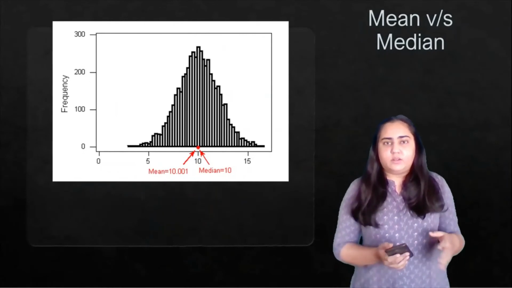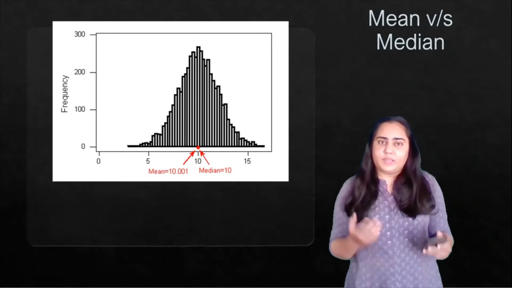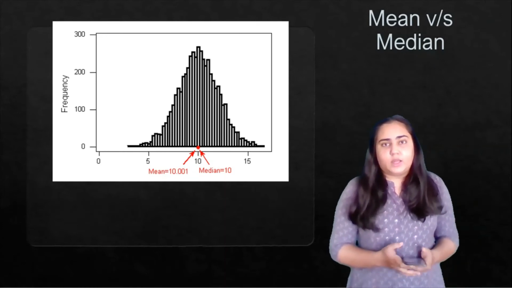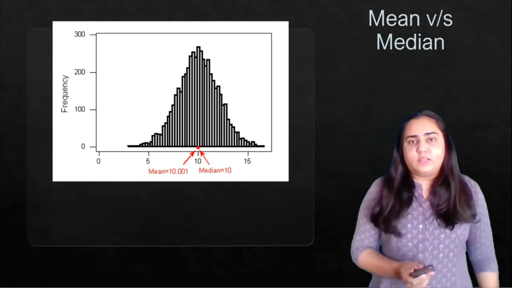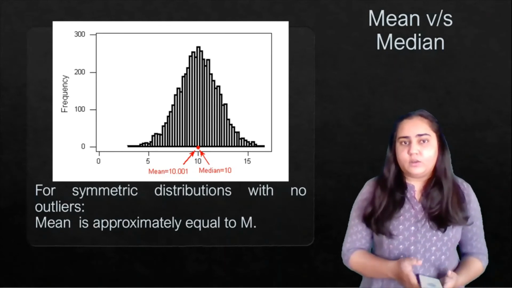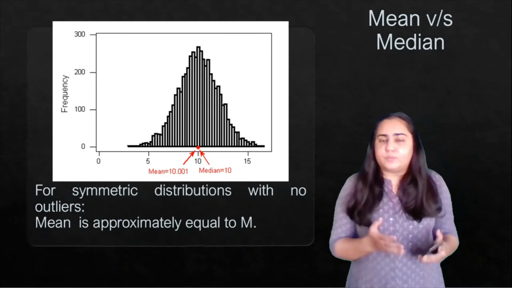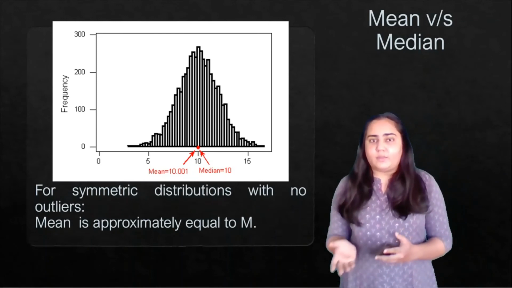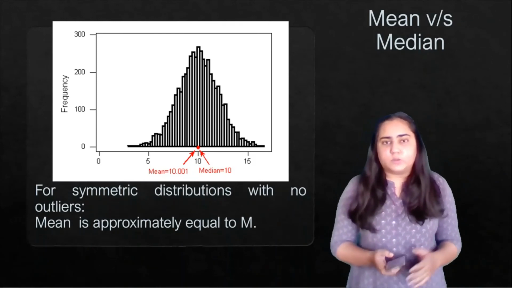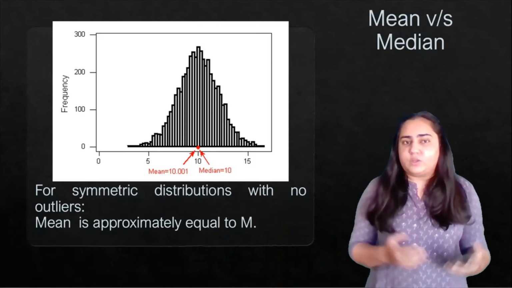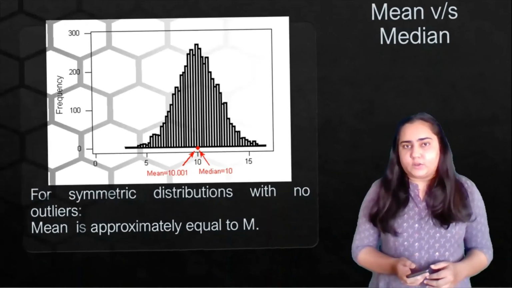So based on all this, we can make some observations about mean and median and when to use them. If you look at this graph, this is a symmetric graph with no outliers. In such a graph, the mean is approximately equal to M. Capital M stands for median. So mean is approximately equal to median when you have a symmetric distribution with no outliers.